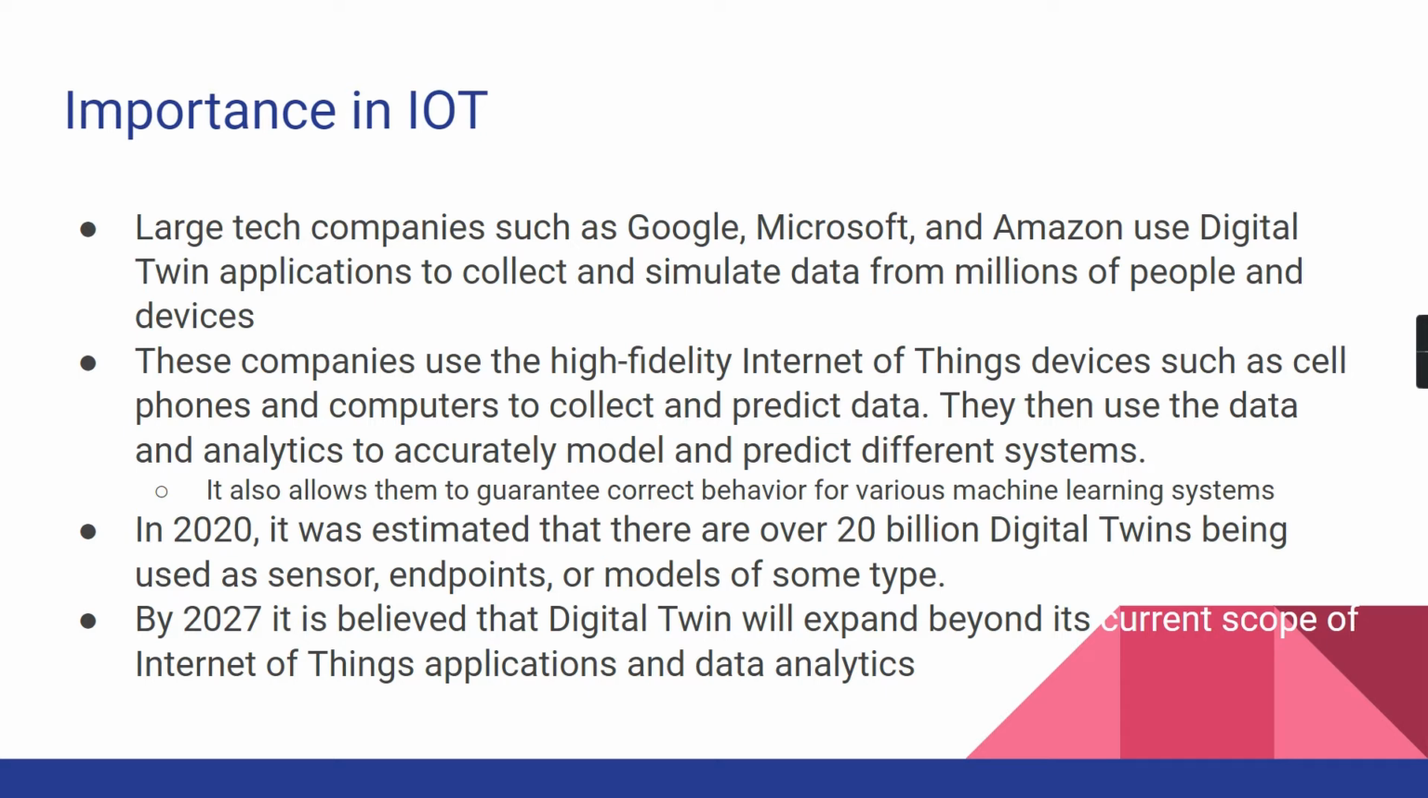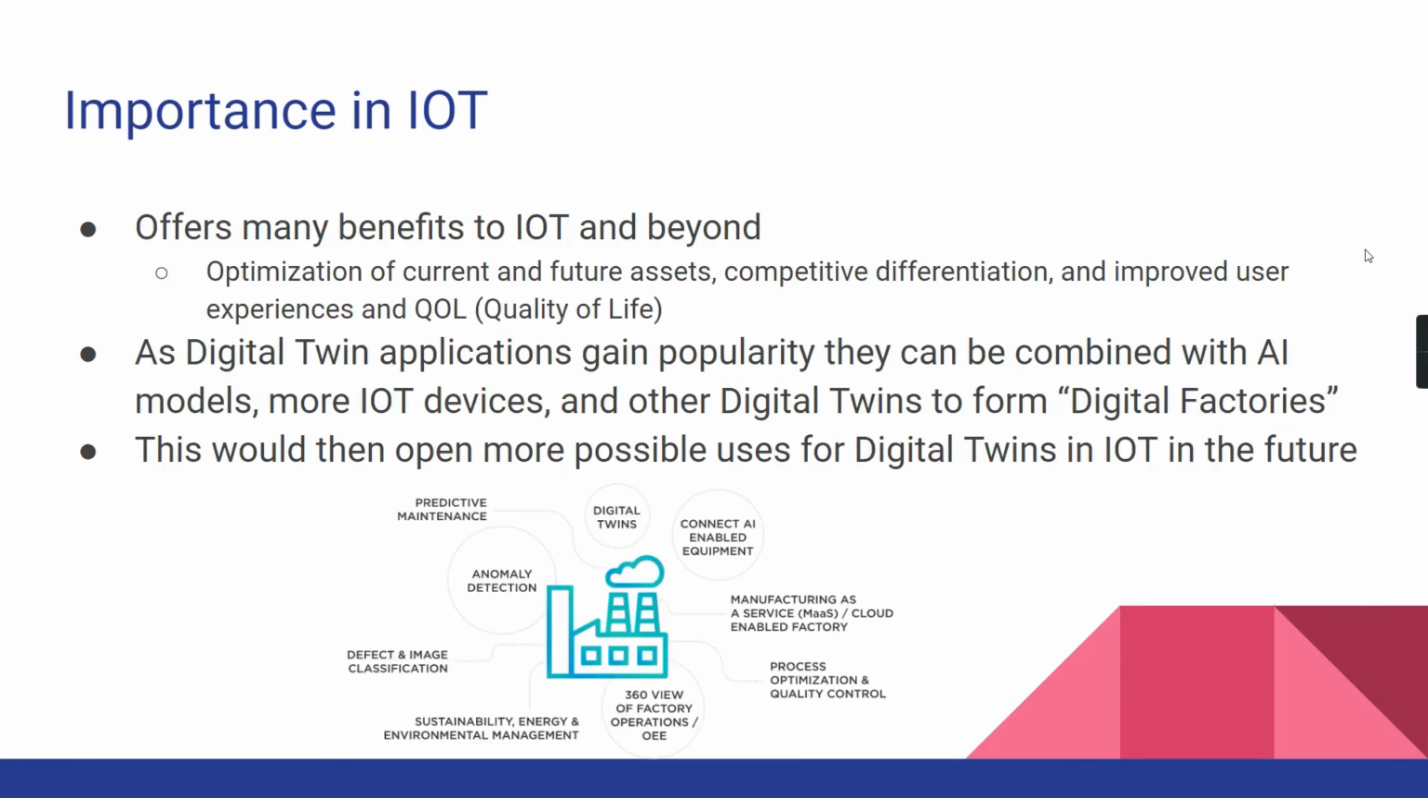But they all work in a way to collect data and act as a digital twin for these companies. And in 2020, it's estimated that there are over 20 billion digital twins being used as sensors, endpoints, or models of some sort. By 2027, it's believed that digital twin will expand beyond its current scope of Internet of Things applications and data analytics.